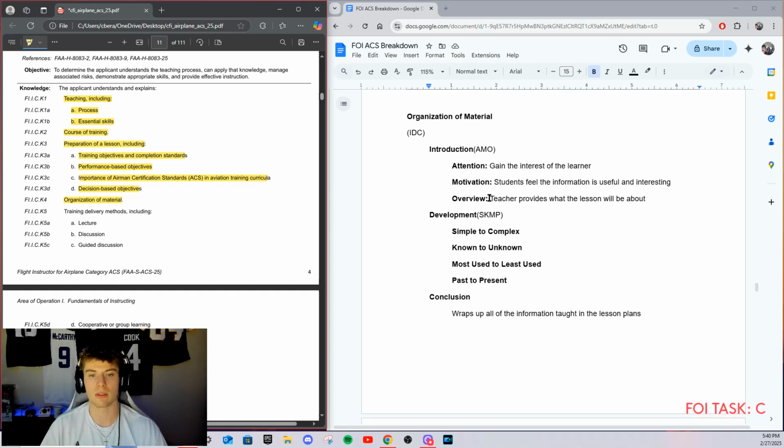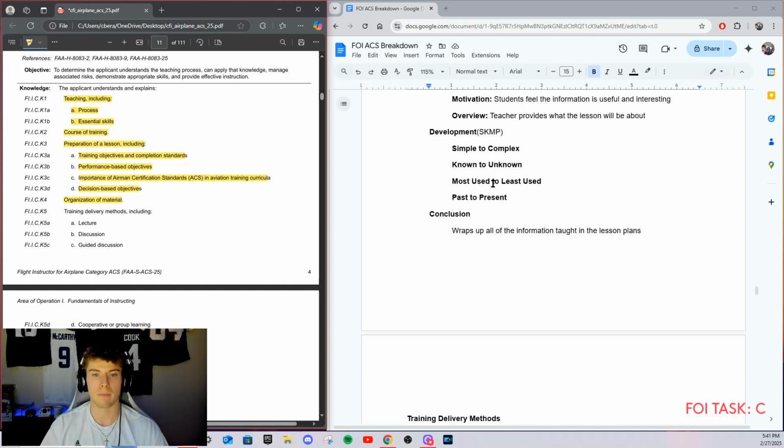And then you have your development. I did the SCIMP acronym. So when you're teaching them, you want to go for all 4 of these. It'll be simple to complex. So they don't know anything, so you want to start simple and make your way to the more complex overview of everything. And then the known to unknown. So start with what they might know or might be able to have a connection with, and then slowly start to bring in the stuff that they might not know. That way they can make those connections at first and slowly make more and more connections until they have the whole thing understood.